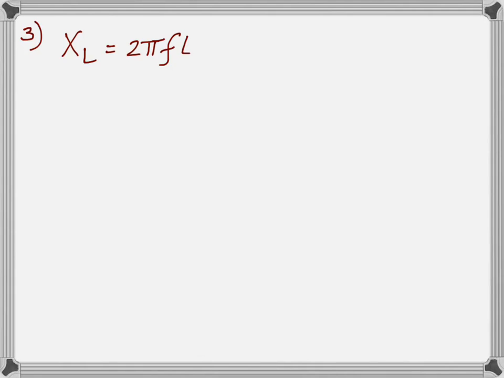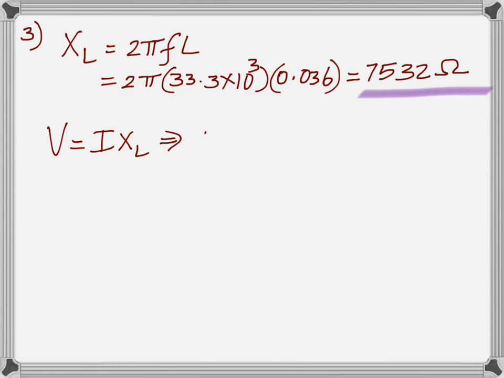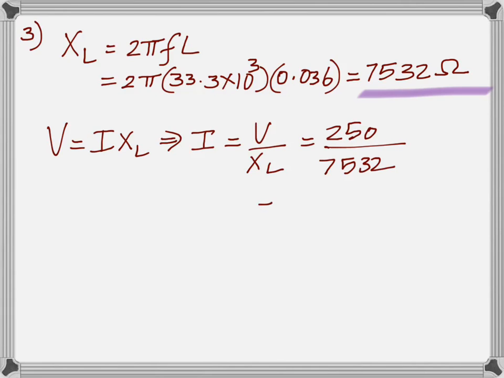Question 3. Inductive reactance is 2 pi FL. So that's a frequency in kilohertz, so change it into hertz. 7532 ohms. Therefore the voltage, I times the reactance. For current, 0.0332 ampere.